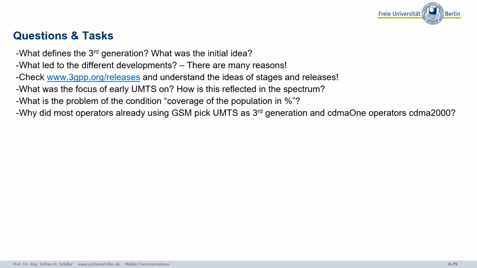Early UMTS, what was the focus there? It was a replacement for something. And how do we see this when we look at the spectrum? When we come to the licensing, what is the problem of this condition? You have to cover a certain percentage of the population. Well, it's a problem if you cannot fulfill this condition. But the condition itself is problematic. Why? There are different perspectives. And what was, again, the reason for the operators that already used GSM then to pick UMTS as the third generation, and the operators using CDMA 1, IS-95 to go for CDMA 2000? There are quite obvious reasons for that.